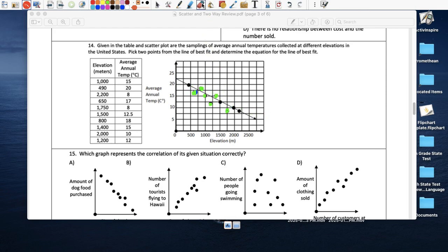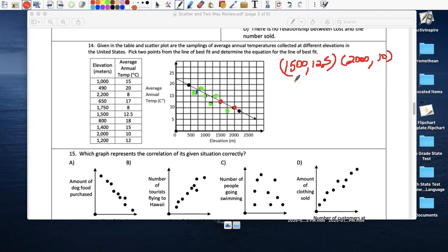Pick the best one. And the best one, I'll put it in red, would be this guy here, because I can tell what the value is right here. This one's a nice point. That point is 1500 and 12.5, right? Because it's between 10 and 15. And this point here looks pretty good, and that's point 2000, and that goes with 10.